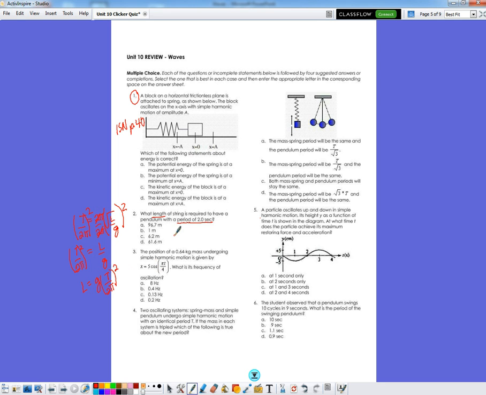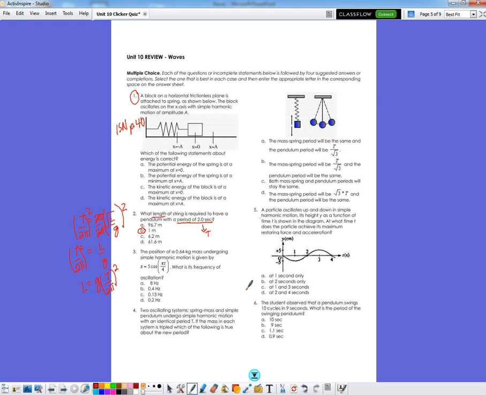okay? And then when you plug in the values, we have the period of 2 seconds, and g is 9.8 meters per second squared. Caution when you're using the TI calculator, this 2 pi should be in the parentheses, and then if you plug in everything, your answer should be letter B.